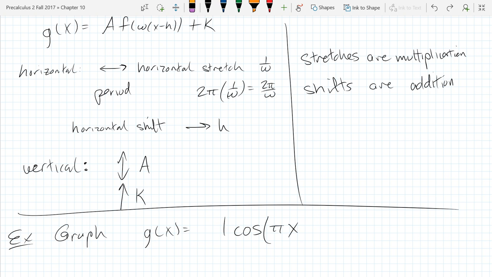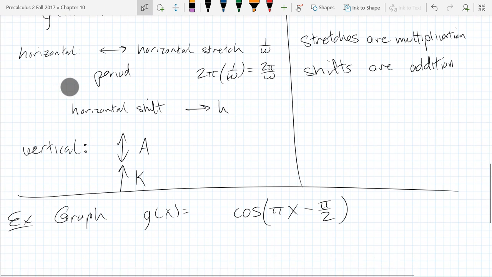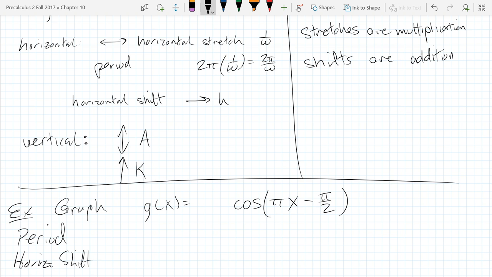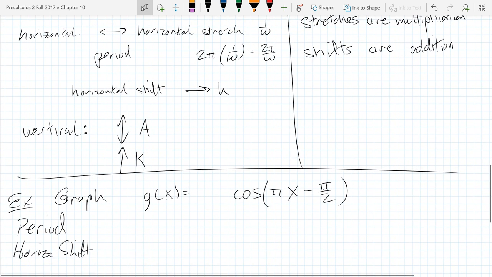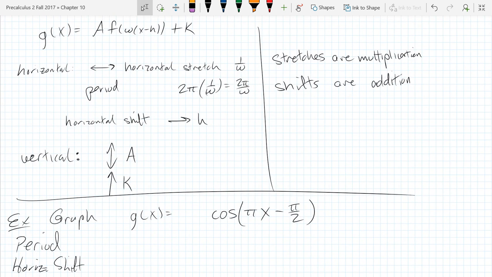And I'm actually going to not do any vertical transformations. So we're going to graph this function, and I need to find the period, the horizontal shift. There's no vertical transformations on this, so I won't need to worry about those. So before I even worry at all about the period or the shift, I have to do a little bit of algebra to get in the form that's at the top of the board.